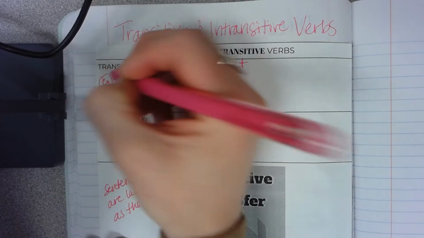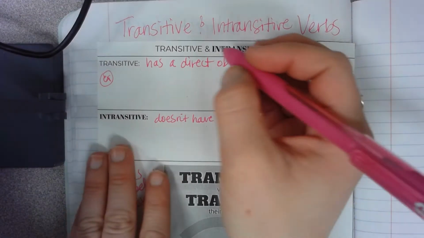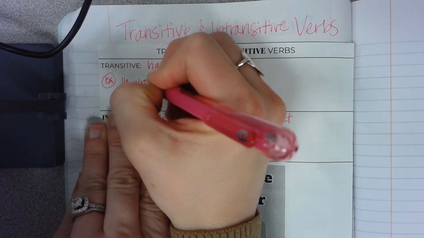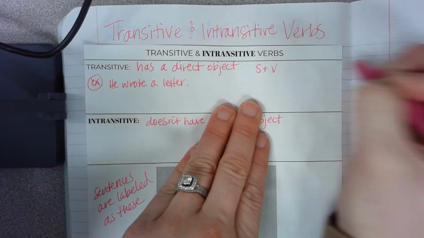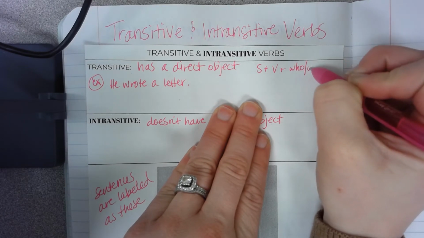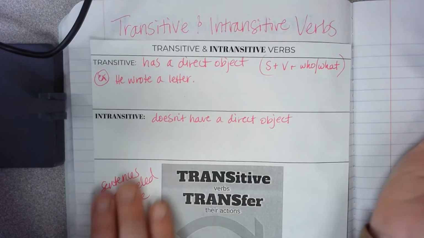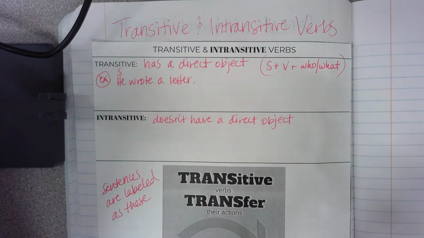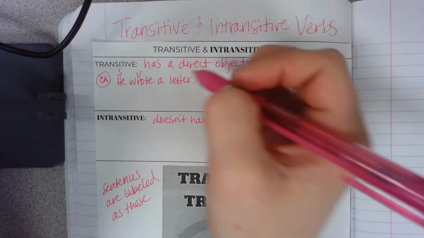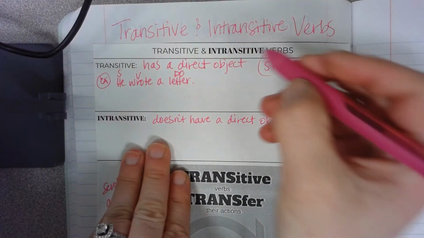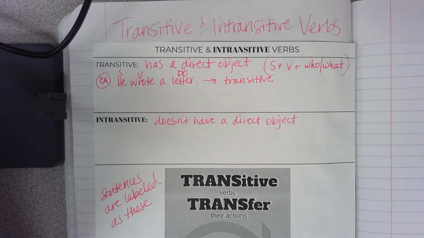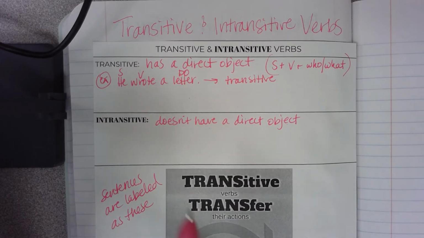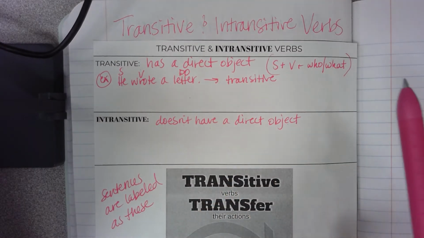Example, first one: He wrote a letter. Okay, remember, we find our subject plus verb plus who or what. He is our subject. What did he do? He wrote. Wrote who? Can't answer that. Wrote what? Letter. So letter is our direct object. Therefore, this sentence is transitive, and this verb would also be considered transitive as well. So a sentence is considered transitive if there's a transitive verb in it, which means there's a direct object attached to that verb.